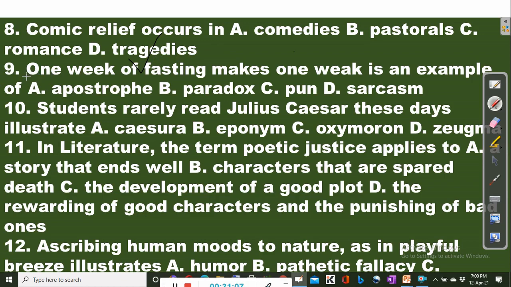Now, number 9, 1 week of fasting makes 1 week, is an example of A, apostrophe, no, B, paradox, no, C, pun, yes, I will explain, D, sarcasm, no. Now, what is an apostrophe and why is it not the answer to this?